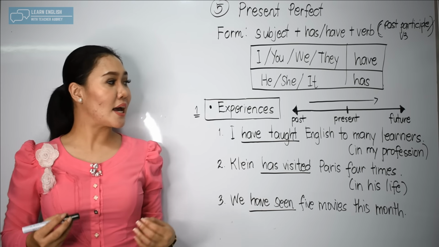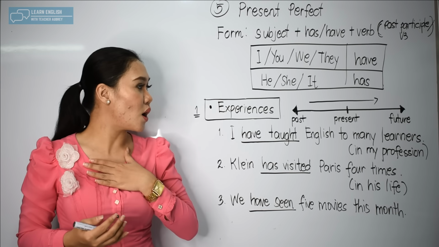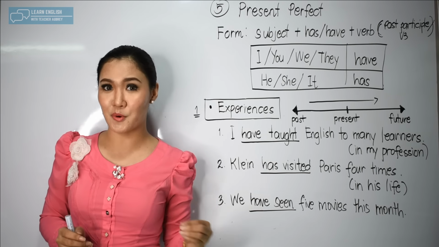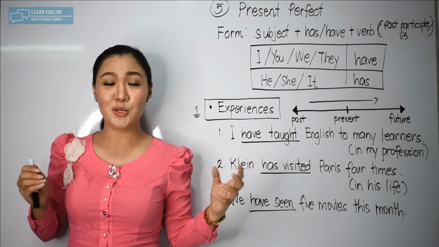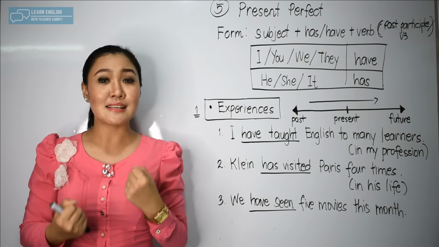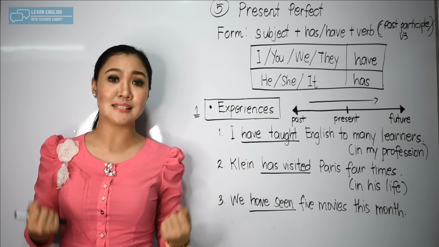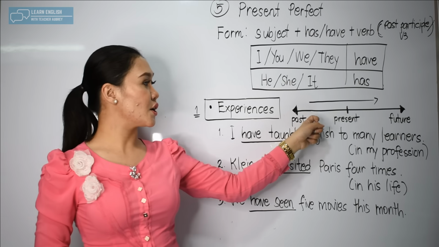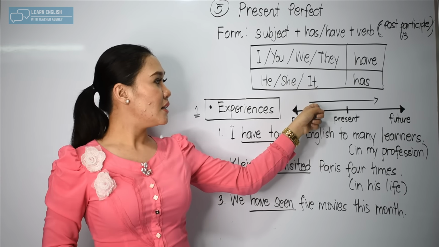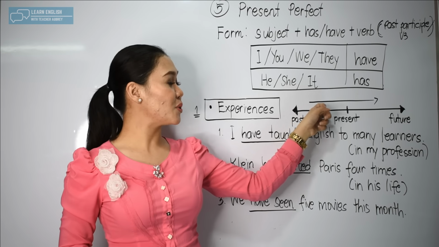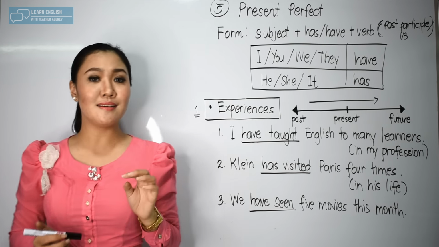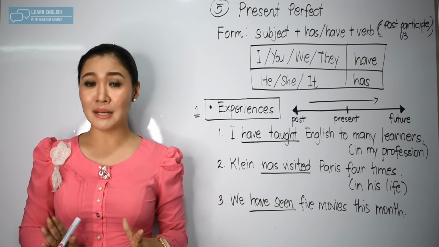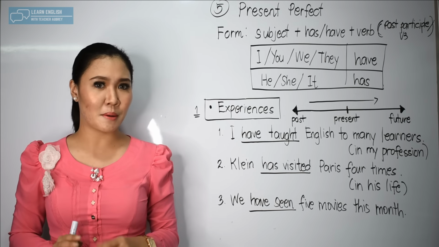Ibig sabihin, ito ay karanasan ko. Maaari ko sabihin, I have taught English to many learners in my profession. Pero hindi na nangangailangang sabihin in my profession. Kasi understood na yon na yun ay ginawa ko nung ako ay nasa career ko pa or nasa profession ko bilang isang teacher o bilang isang guro. So, as we look at the timeline here, ibig sabihin, nagpapatuloy siya. Okay? Nagpapatuloy siya. Pero tandaan nyo, hindi tama na magbigay tayo ng tiyak na time expression kasi maiiba na dapat yung tense na gagamitin para doon. Mamaya, ipapaliwanag ko.